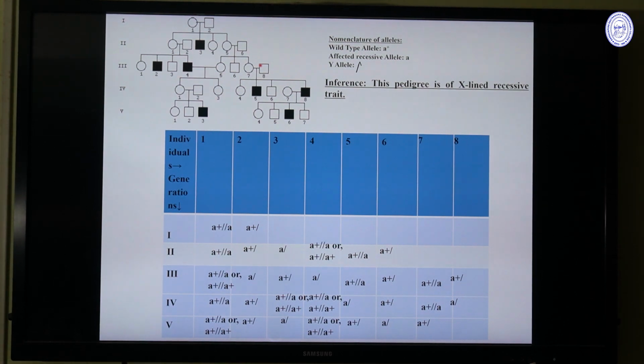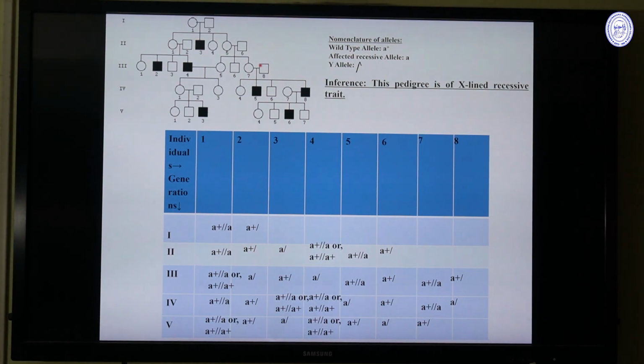So, for the genotypic table we can see that the first one, the mother who is a carrier, should be A plus A, and the father will be all normal, A plus Y. Why should the mother be a carrier? Because her son is affected and this affected allele or X has come from the mother. Now generation 2, the first one should be A plus A, this is an outsider, so A plus Y.